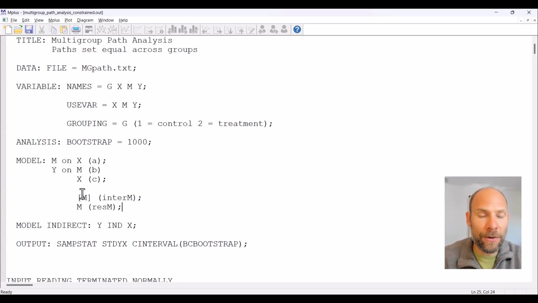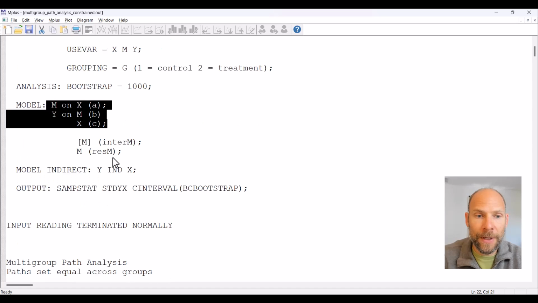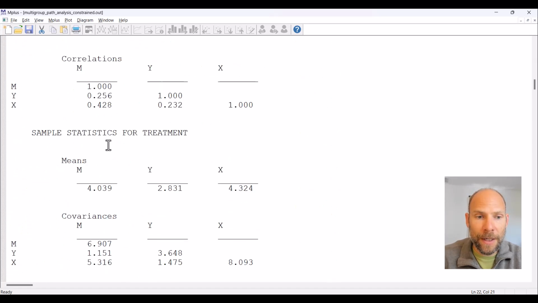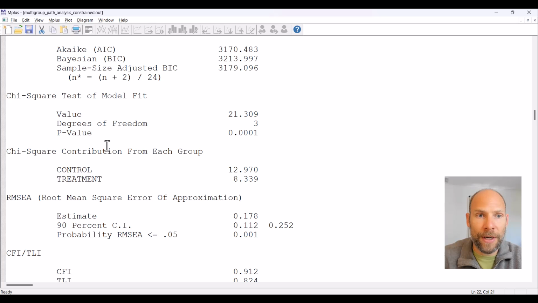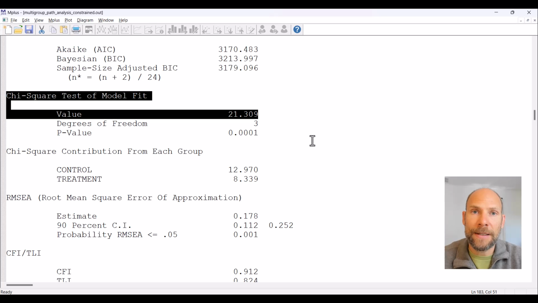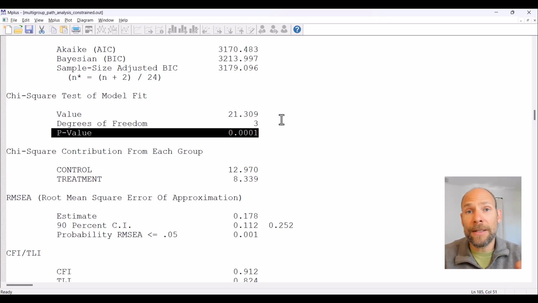Now let's check out the output file in which I only did this for the three path coefficients A, B, and C prime. Let's go down again here. When we scroll down to the fit statistics, we can see that now this model is non-saturated, and you can see that from the fact that the chi-square value for the model fit test is now non-zero. It's 21.309. The test has 3 degrees of freedom, and the p-value is 0.0001. So what does this mean?